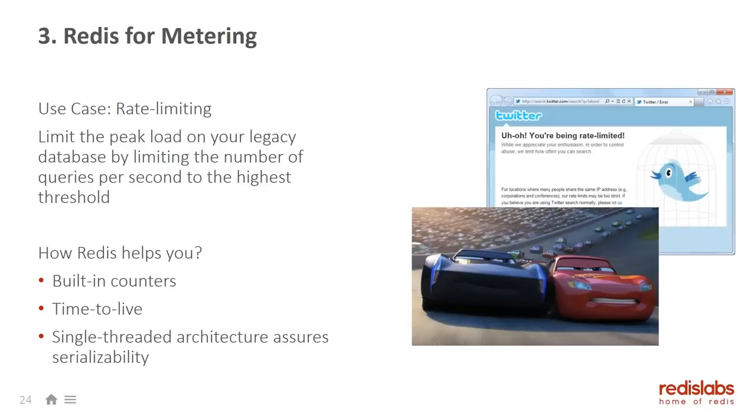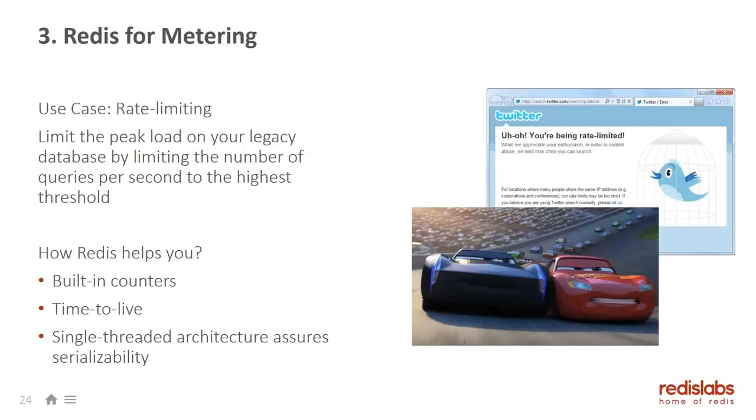Okay. The next use case that we discussed today is about metering. And as I alluded to earlier, Home Depot used metering to rate limit the number of calls made to their legacy systems. And that way they prevented having a breakdown of their database, and they prevented the cascading effect that it had on all the apps. Right. Now, rate limiting is one use case for metering, and there are many other metering use cases. We also did a webinar on metering, and we have a white paper that we have published. It has a lot of material, a lot of code examples on how you can do metering with Redis.